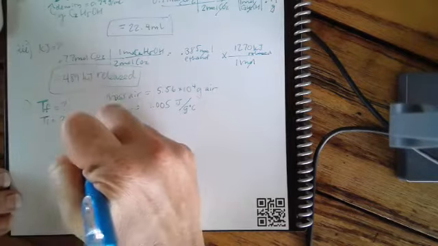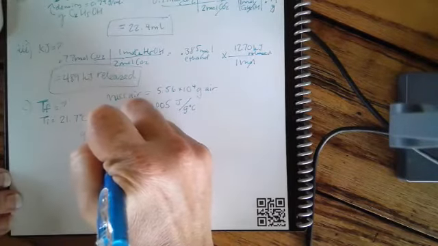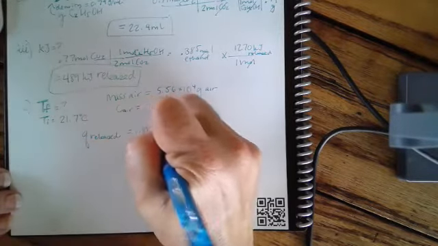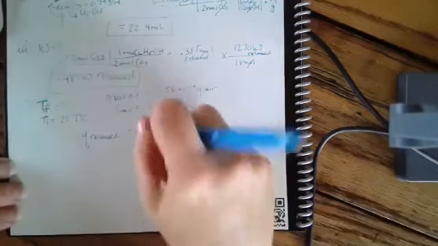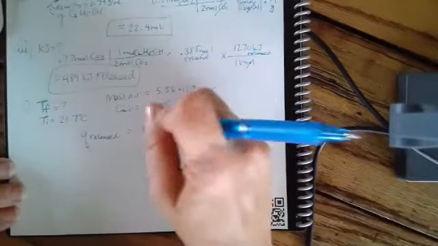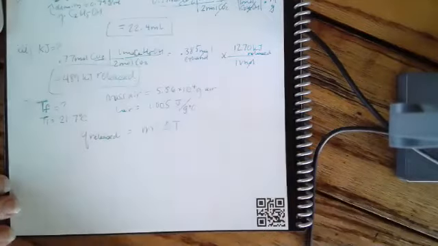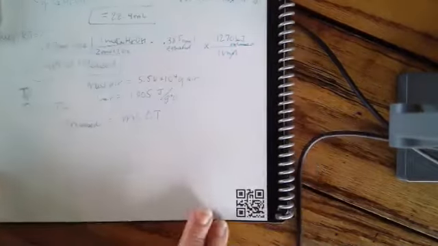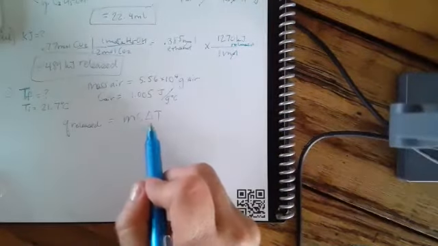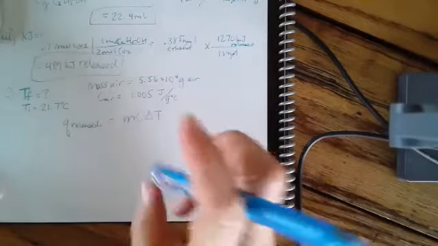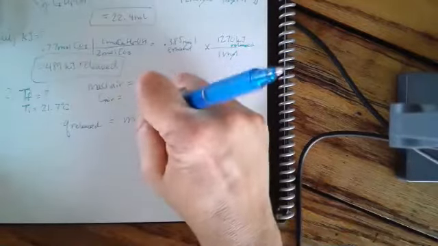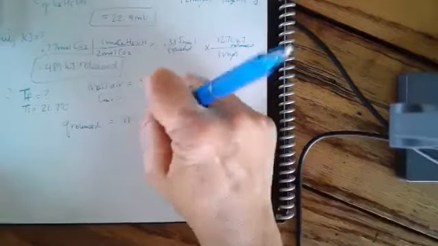All of the heat released was absorbed by my air. So my heat released is MC delta T. Okay, I'm missing two of these pieces, right? Because the delta T is final minus initial.